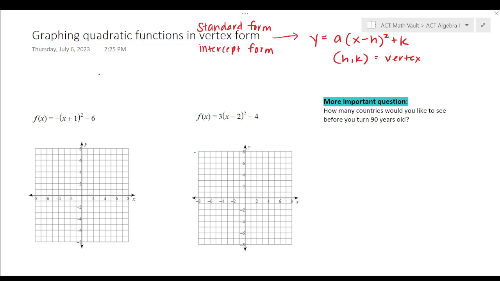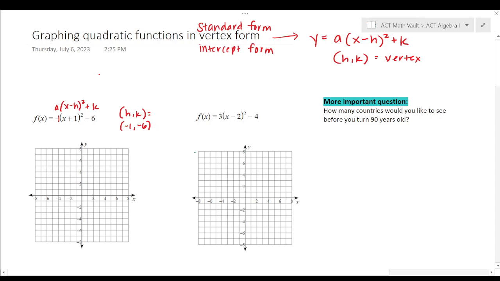So this right here, the a would be -1. The h is also -1. And the k is -6. Okay, so let's write that on top: a times x minus h squared plus k. Let's make sure you agree that the h, k, the vertex, would be -1 and then -6. Okay, so the a then is -1.